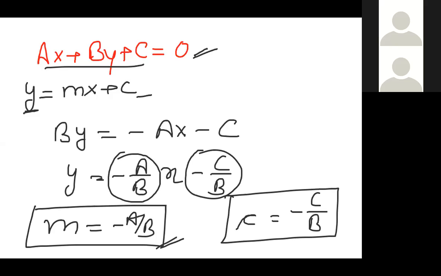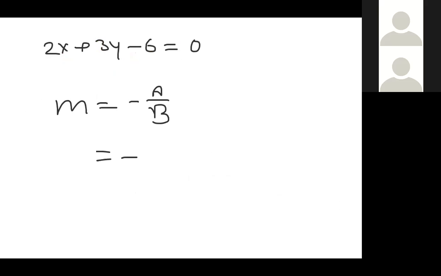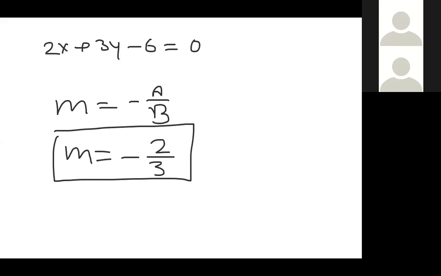So similar questions you have to do. A very simple thing: 2x plus 3y minus 6 equals 0 is given. What will be its slope? Slope m equals minus a upon b. So a is 2 and b is 3. Its slope will be minus 2 by 3. So like this, we can calculate the slope of this line. In the same way we can solve different questions.